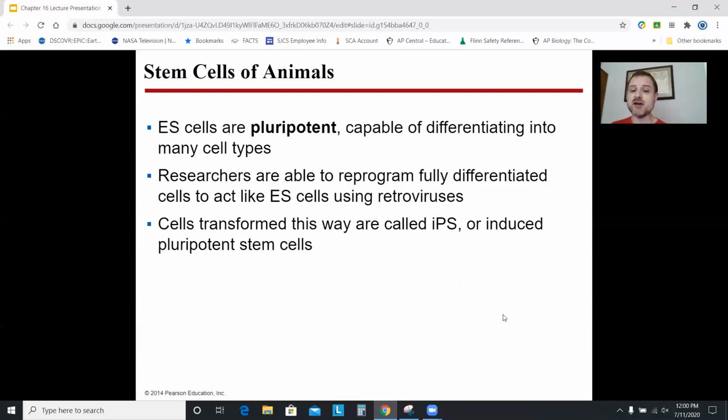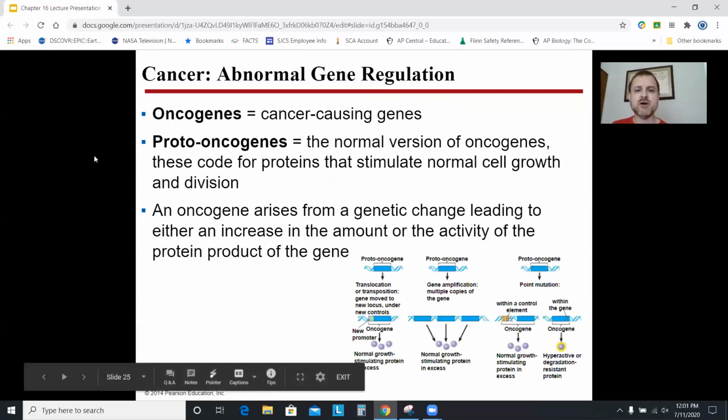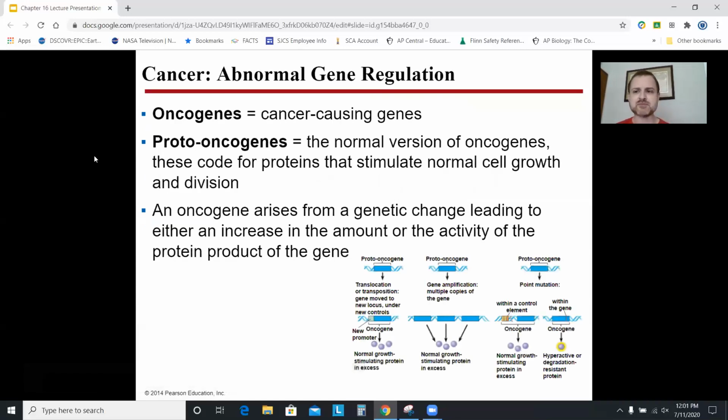There are ways of reprogramming differentiated cells to become stem cells using retroviruses. I'm not sure how you do that, but it does happen. Obviously, there are some serious ethical issues. If the only way to get stem cells is from an embryo, you have to destroy the embryo, which ethically is questionable, right? If there's a way of reprogramming adult cells to become stem cells, there really aren't any ethical situations there. Few people would argue with that, unlike the debate about destroying human embryos, which is definitely a no-no, right?